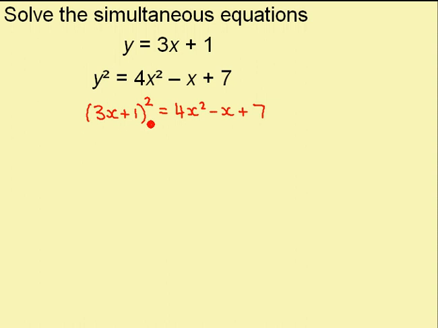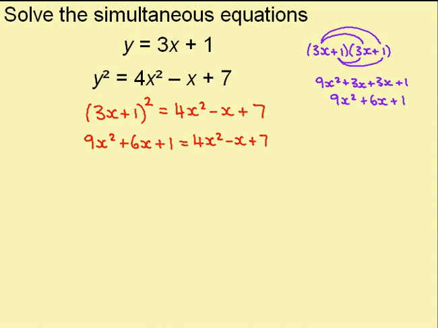To do that, I need to start by multiplying out this bracket. So I get 9x squared plus 6x plus 1, and that's still equal to this. Some people get caught out by the expansion of this bracket here. It should look like this. And you can always do it as a piece of side working on your paper if you want to be absolutely sure you're getting everything correct.